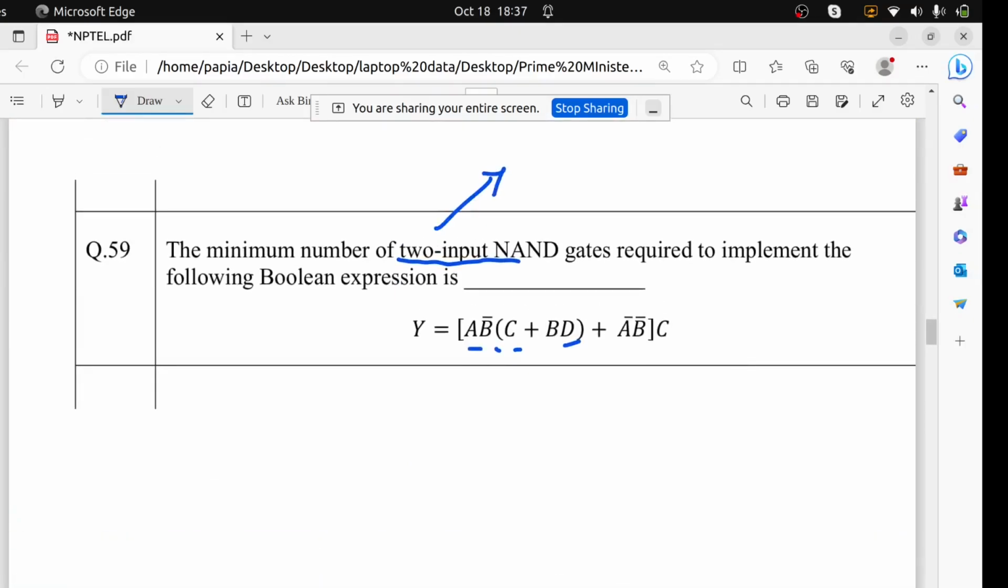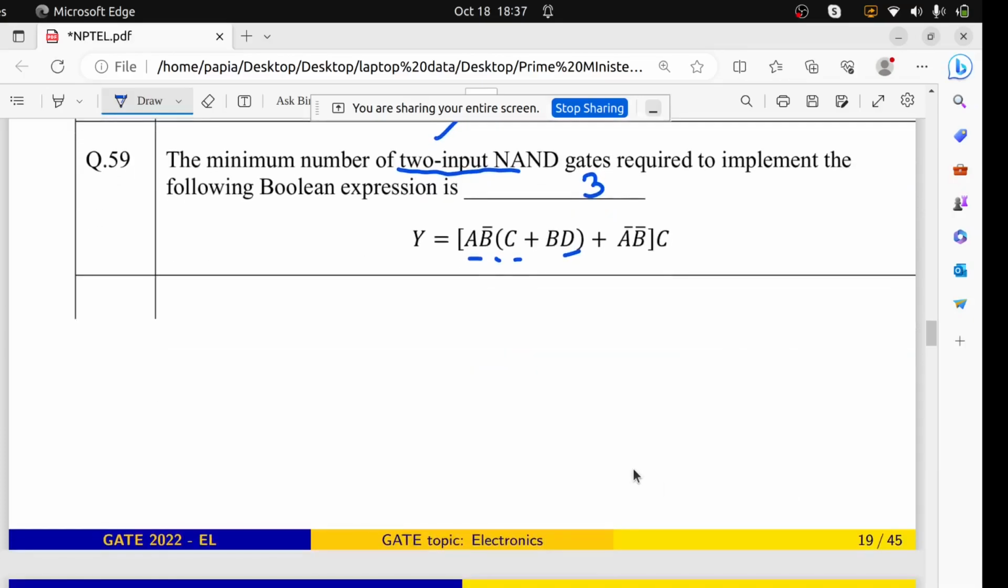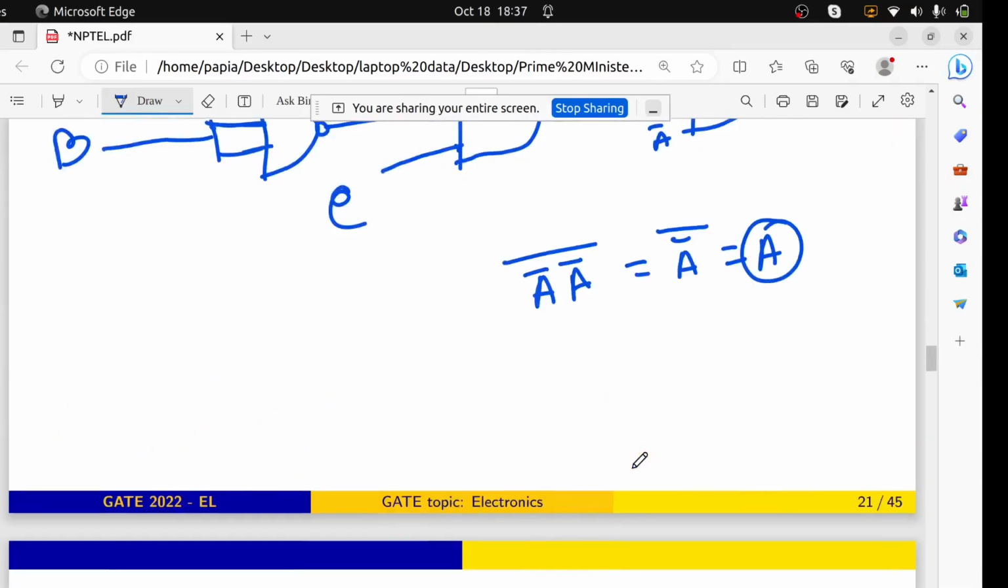Why is 2 input given here? You can see the output in that Boolean expression. If I just see the left side, you can see A, B, C, D. There are 4 inputs, but we don't need 4 inputs. Only 2 inputs are enough, only B bar C. So this is 3. I hope it's understandable. Then we will go to the next question.